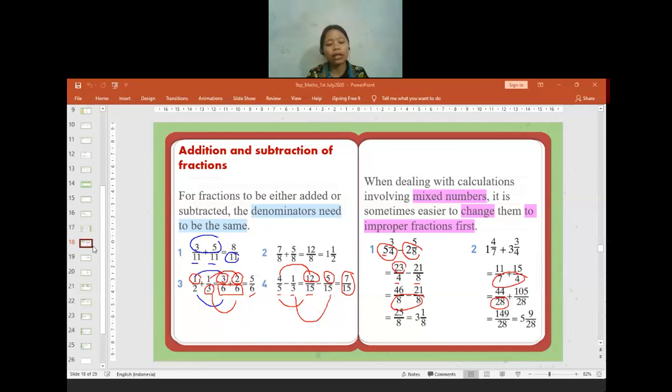So as you can see, the whole numbers are 1 and 3. I will just explain it using addition. So 1 and 3, I can plus them to become 4. After I get 4, I go to the fractions. The fractions are 4 per 7 and 3 per 4.